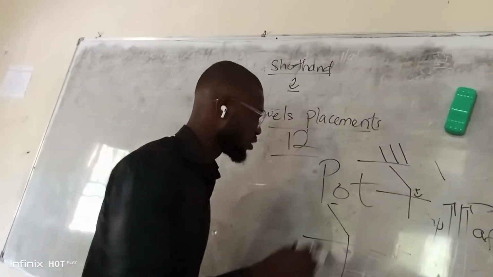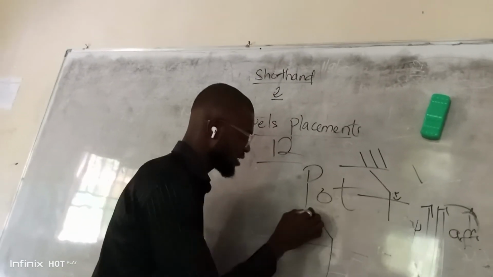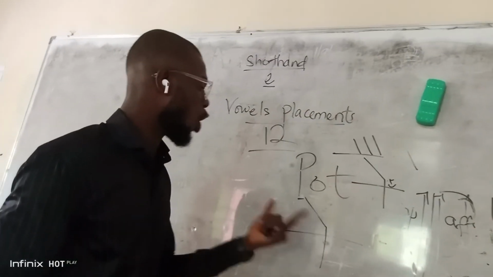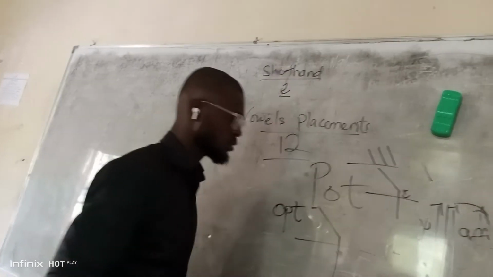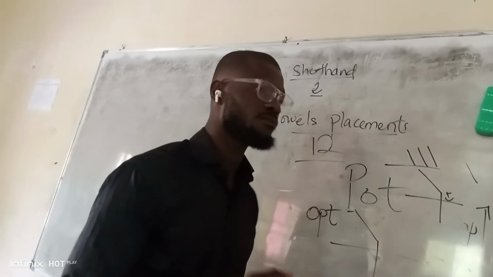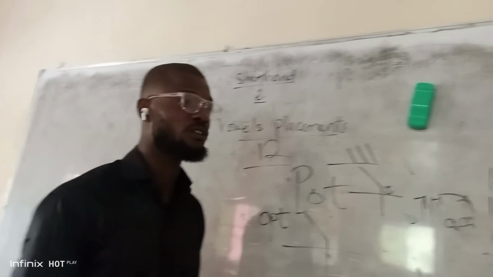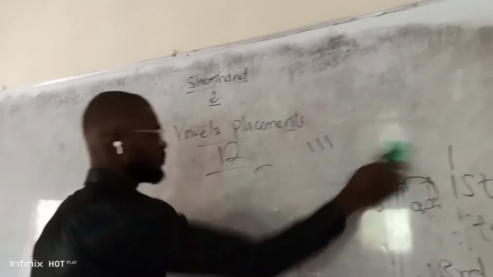So now, if you want to do another one, if I have something like this and put something like this, it will be opt to change. Not be opt. So I'll move into the second consonant stroke, the second placement. I mean, we move into the second placement.